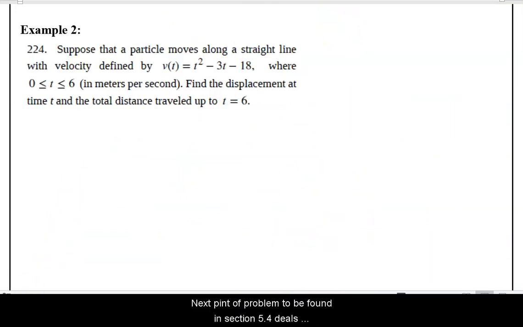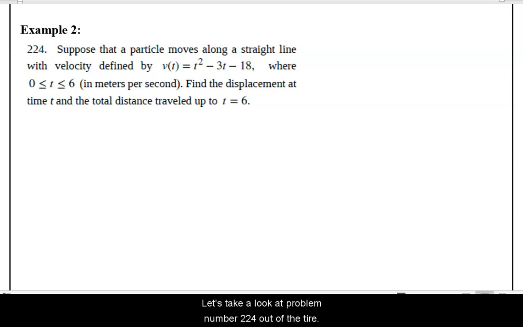The next kind of problem to be found in section 5.4 deals with the relationship between the position, the velocity, and the acceleration of a particle moving in rectilinear motion. Remember that rectilinear motion means that the particle is moving along a straight line. One of the easiest ways to visualize this is to imagine a car traveling along an interstate. Whether the interstate is traveling east-west or north-south, it is essentially one line in one direction, a unidirectional line.